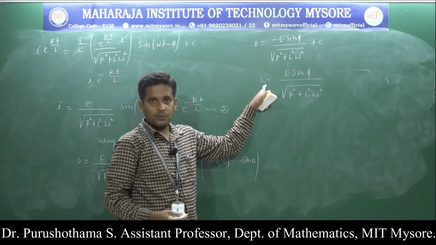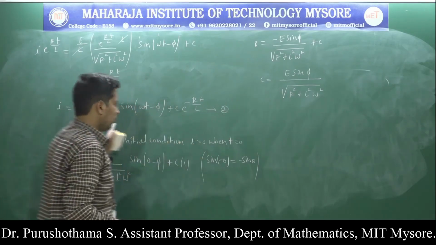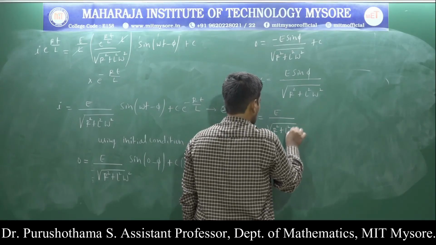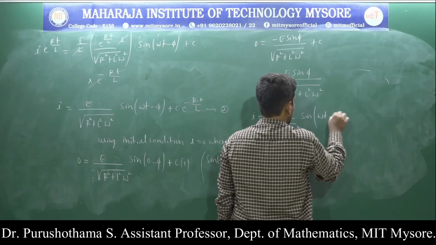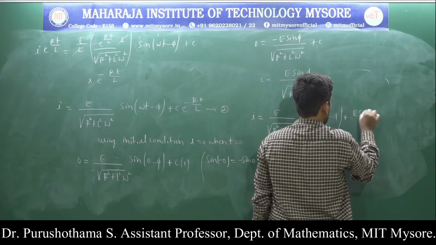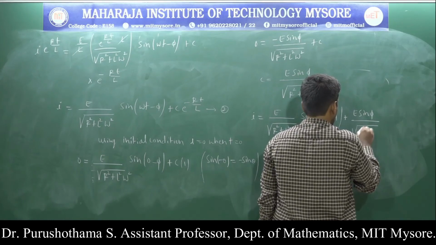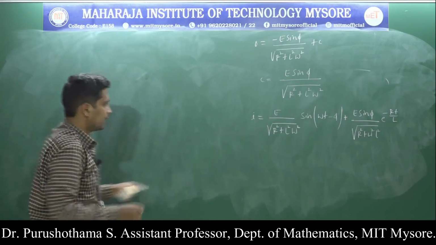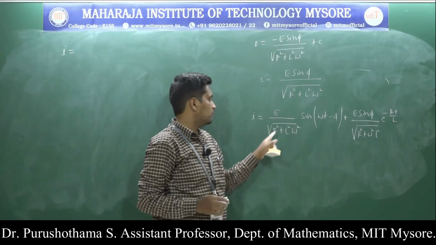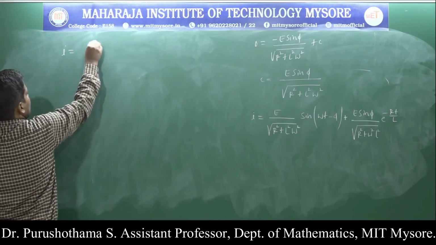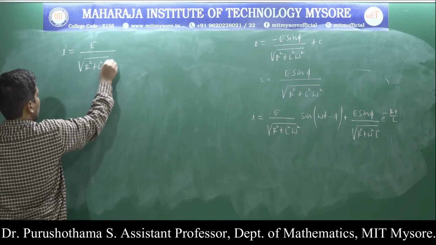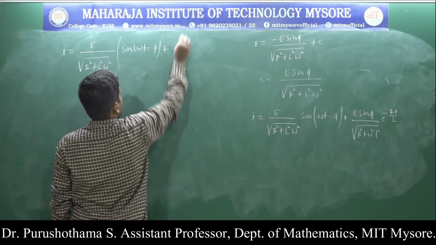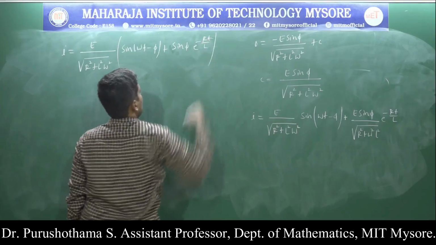Next line, using the C value in equation 2, the current expression I is equal to E divided by square root of R square plus L square omega square into sin of omega t minus phi, plus C, where C is nothing but E into sin phi divided by square root of R square plus omega square L square into e power minus RT by L. So the expression for current I is equal to E divided by square root of R square plus L square omega square, which is a common factor, into sin of omega t minus phi plus sin of phi into e power minus RT by L.